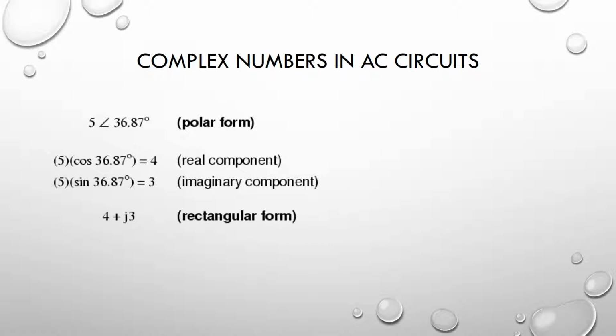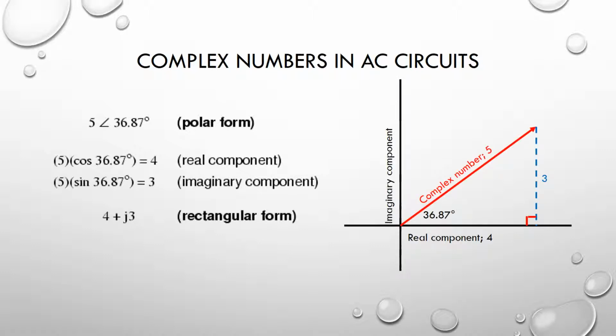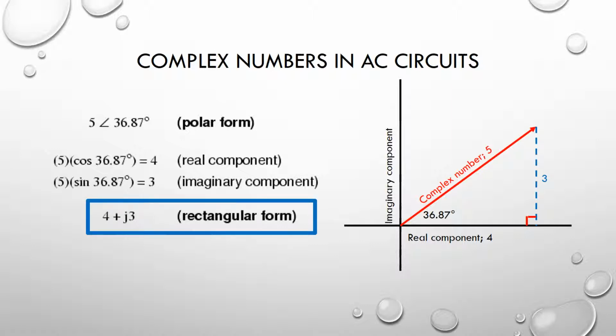Complex numbers have both a real and an imaginary part. The imaginary part comes from the phasor angle. These numbers can be represented as shown. To complete addition or subtraction with complex numbers, as is needed for KVL, the values must be in rectangular form.